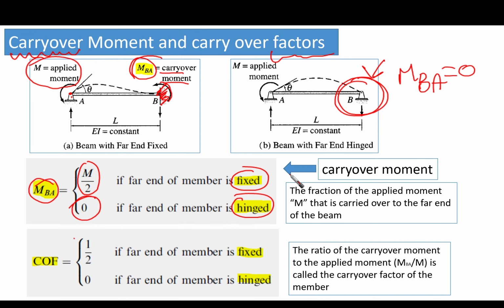So this is what we call the carryover moment. This is the definition of the carryover moment: the fraction of the applied moment M that is carried over to the far end of the beam. If we apply the moment here like this, then here there would be a carryover moment. Take care of their direction also. They are going to be in the same direction.